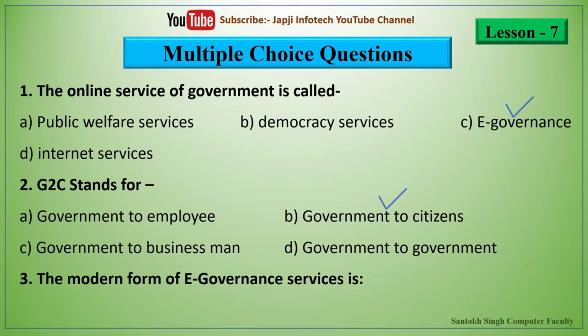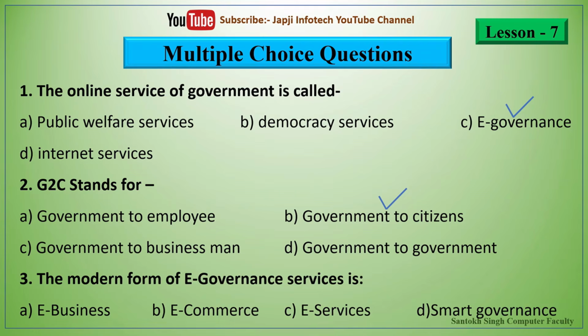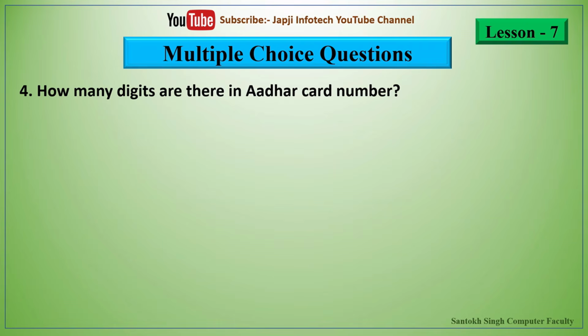And the third question is, the modern form of e-governance service is dash, and the options are e-business, e-commerce, e-services, and smart governance. And the right answer is the modern form of e-governance service is smart governance. And the fourth one is, how many digits are there in Aadhaar card number? And the options are 14, 12, 16, and 10. And the right answer is, there are 12 digits available in Aadhaar card number.